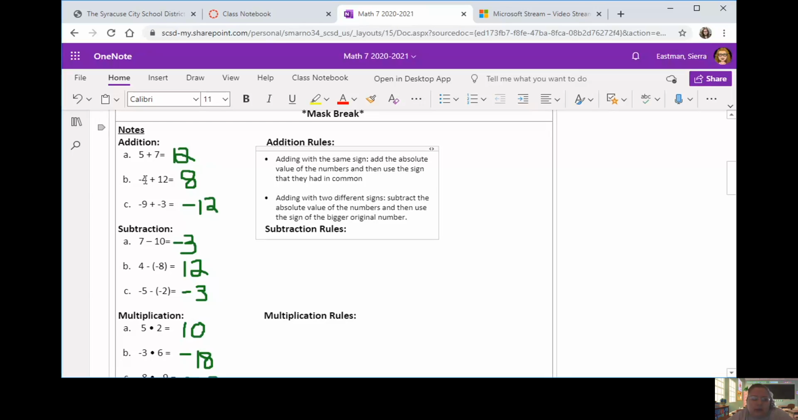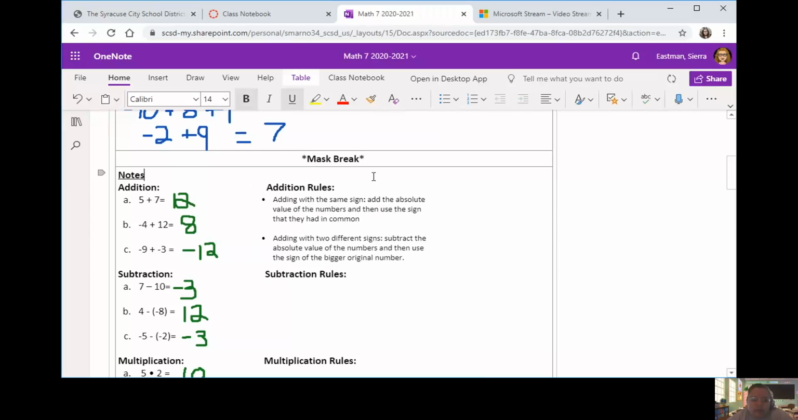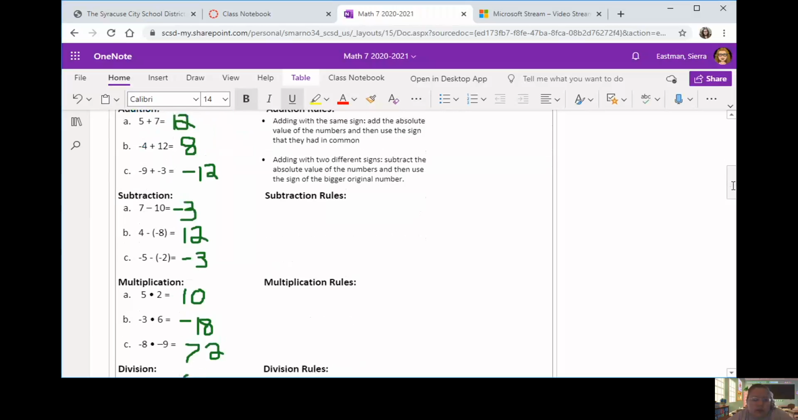So again, I'm just looking at the numbers. We have a 4 and a 12. When I subtract those, we get 8. And then we're using the sign of that bigger original number. So looking back at the 2 that we started with, 12 was bigger and 12 was positive, so my answer has to be positive. If the negative number was bigger to start with, then my answer would have to be negative to end with. Okay, we're looking at the bigger number there. So those are our 2 addition rules.